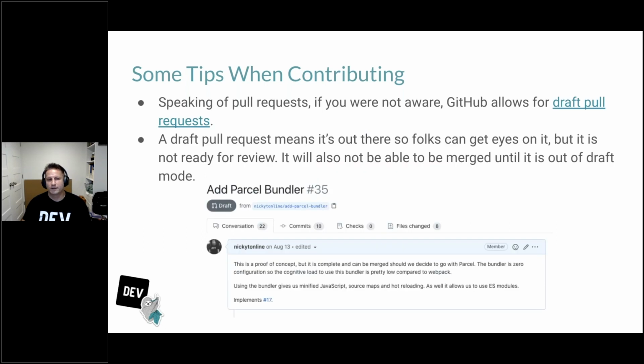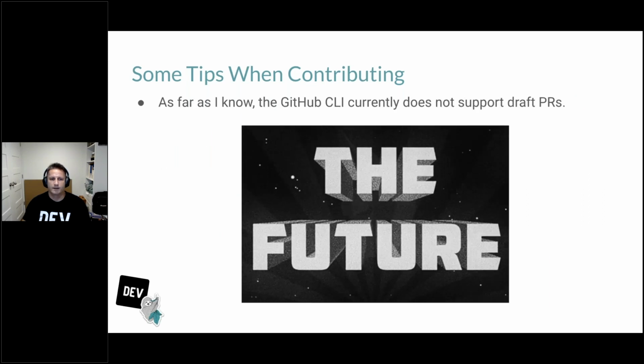Speaking of pull requests, if you are not aware, GitHub allows for draft pull requests. A draft pull request means it's out there so folks can get eyes on it, but it is not ready for review. It will also not be able to be merged until it is out of draft mode. As far as I know, the GitHub CLI currently does not support draft PRs.